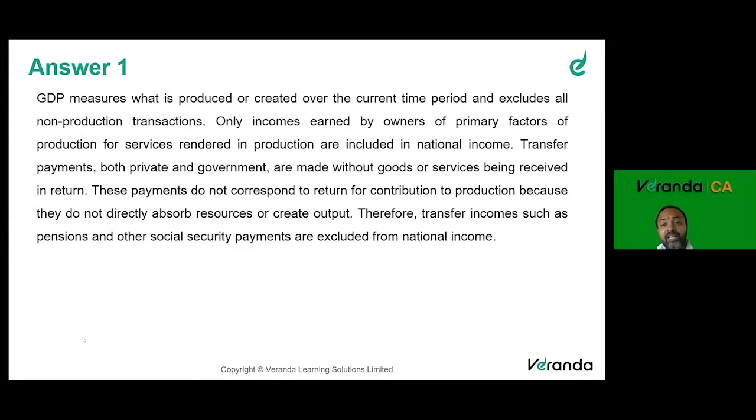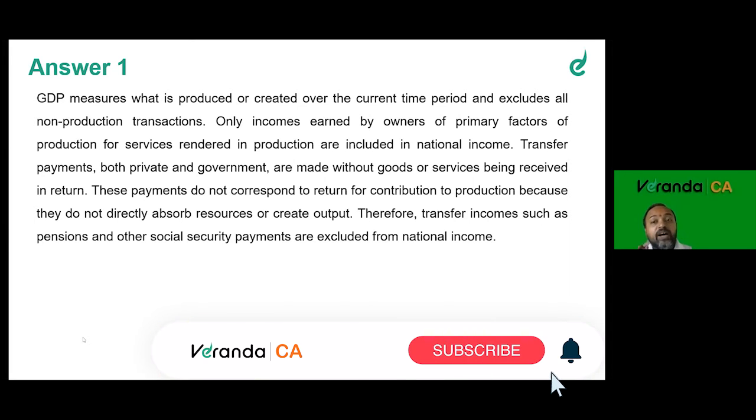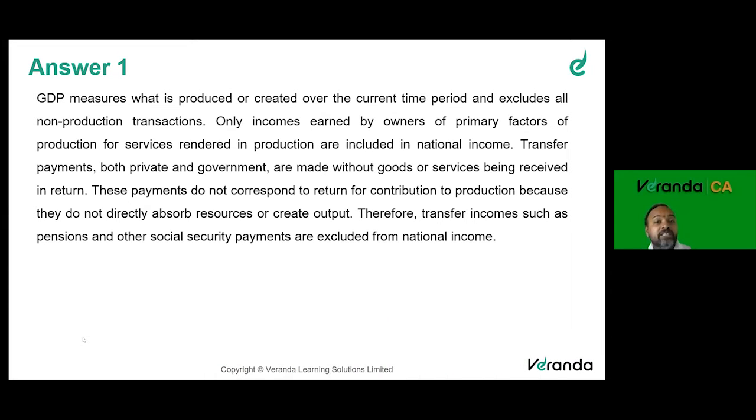So we all know that the national income can be computed in three parts. The first one is relating to the income method. The second one is relating to the expenditure method. The third one is relating to the value added method. In all the three methods, we will not consider these two things, that is pensions and other social security payments.